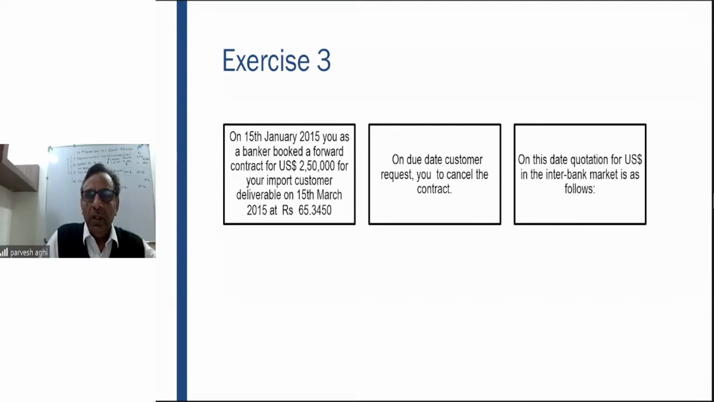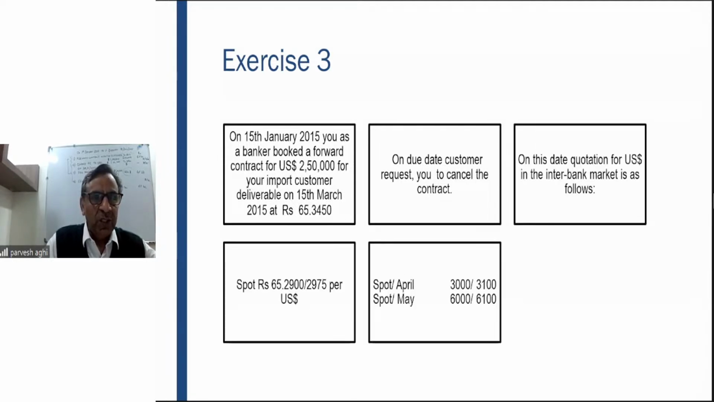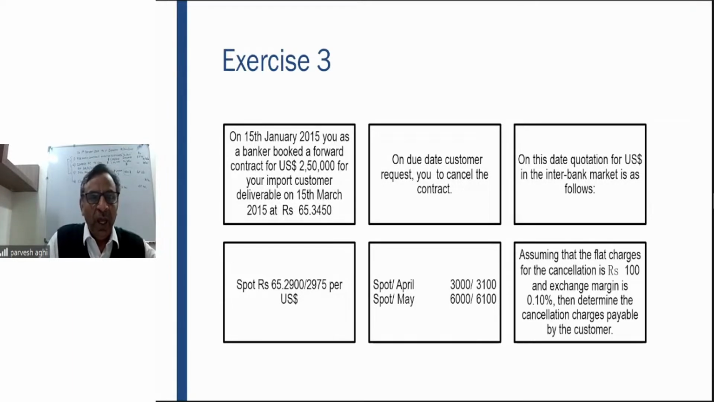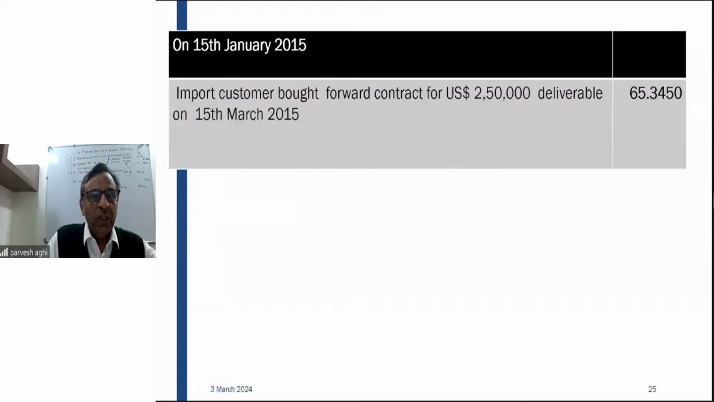So on this date, the quotation given to you is 65.290 and 65.2975. So these are the rates. First he bought, now he's selling. The selling rate will be 65.29 because it is the due date. So the rates which are given for April, May will have no significance. We can just simply ignore them. And since these rates are interbank rates, we have been given additional information with regard to exchange margin. So we need to do that.